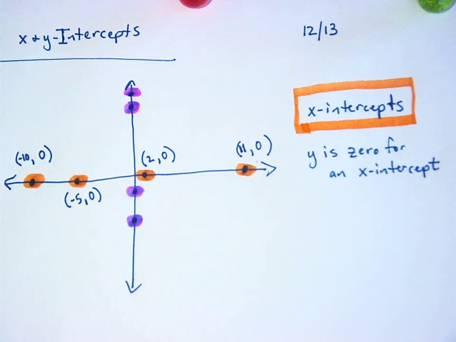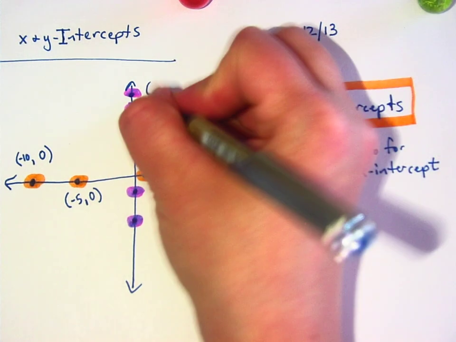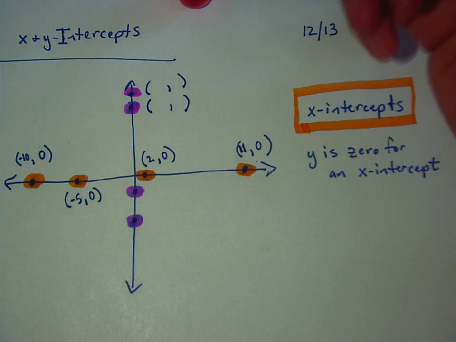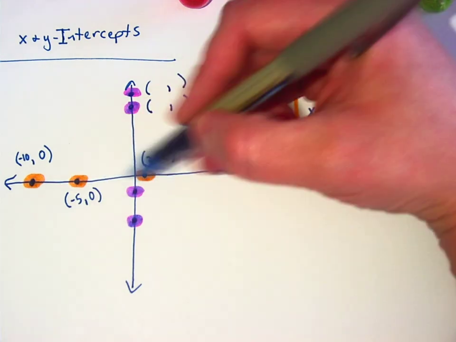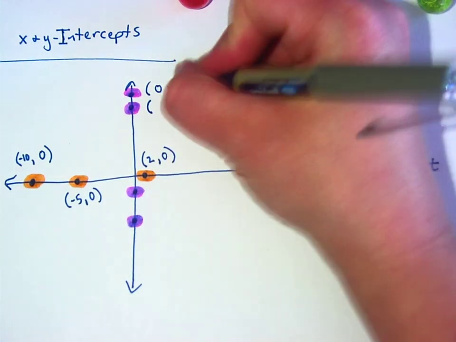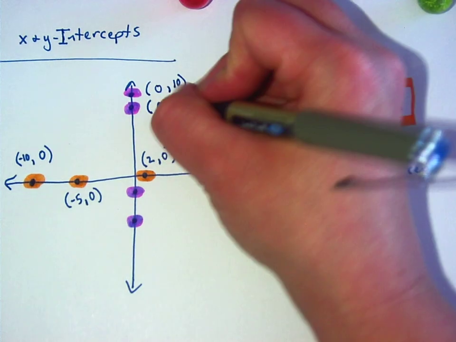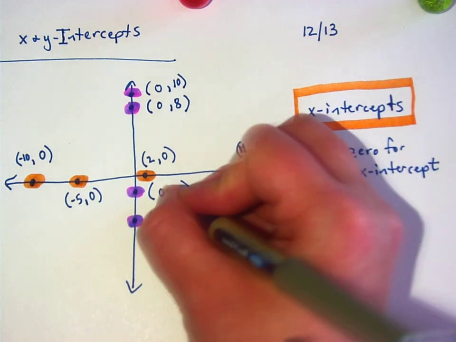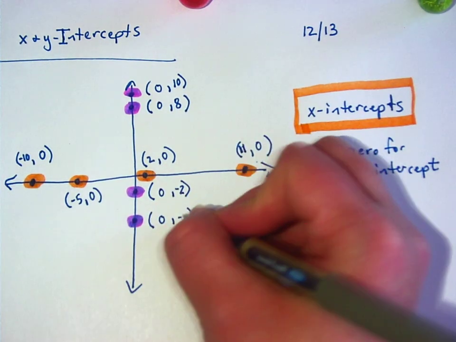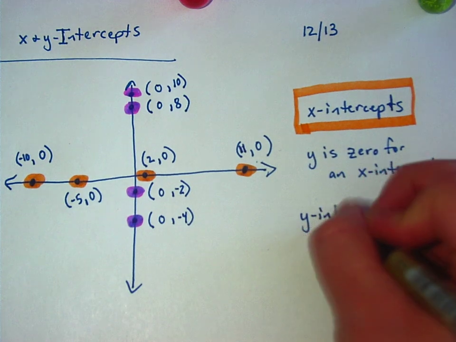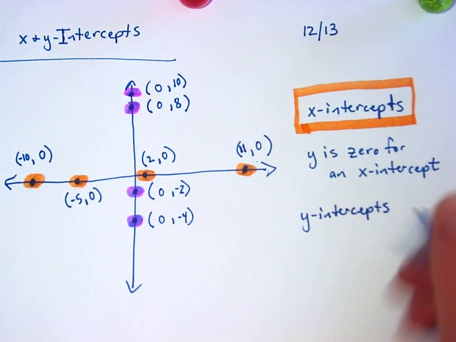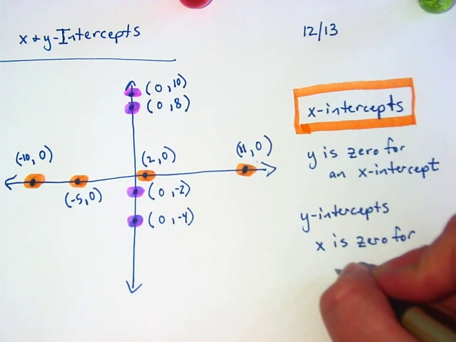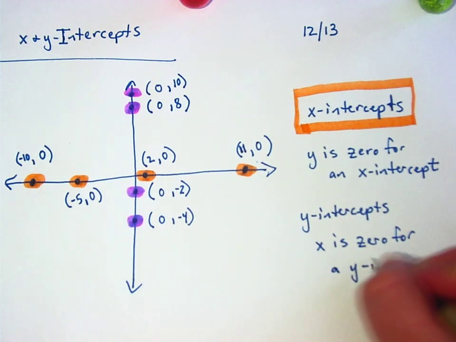Okay, who wants to name those points for me? Connor. The first top 2 is going to be 10 and 0. Well, hold on. 10 is the x point. So it's going to be 0 and then 10. Yep, 0, 8. And then down below that, 0 and -2 for the first one. Second one, 0 and -4. Those are all y-intercepts. And x is 0 for a y-intercept.